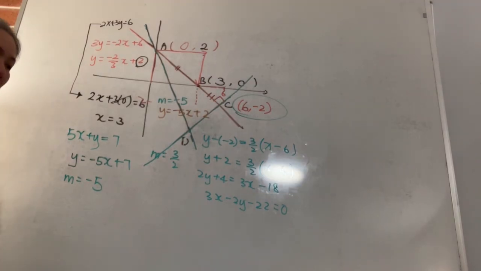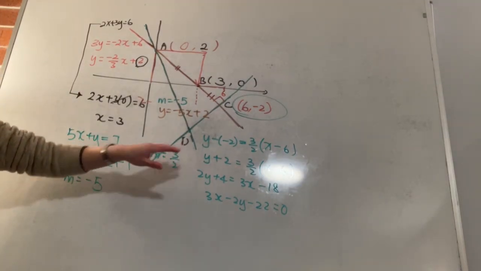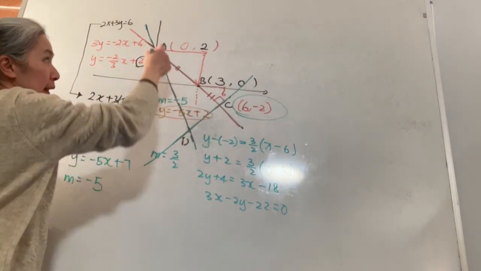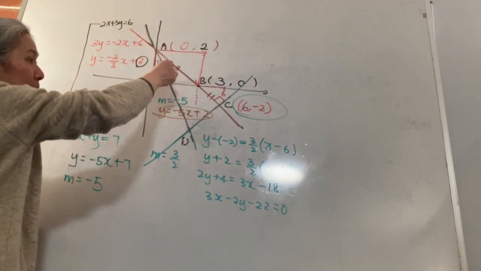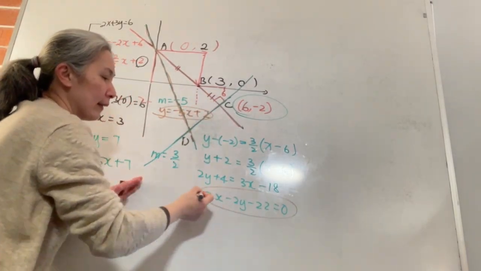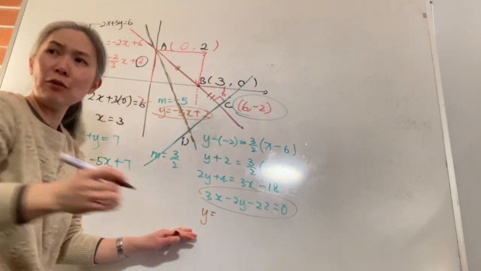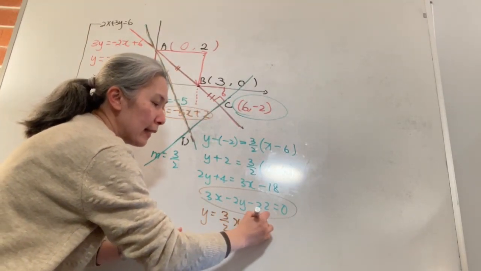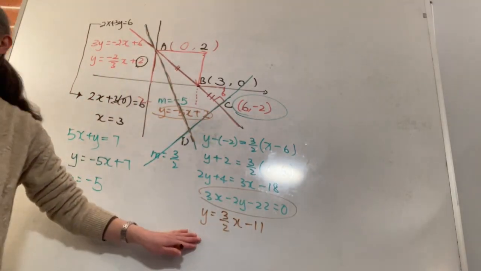Okay, and the next question is find the coordinate for D. Right, you have these equations, which is that one, and you also have these equations, which is that one. Adrian, what is your equation? 3 on 2x minus 11. Yep, this is even better equations.